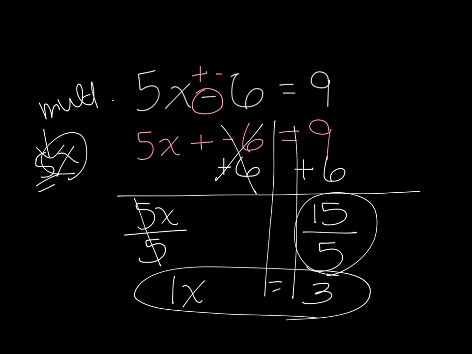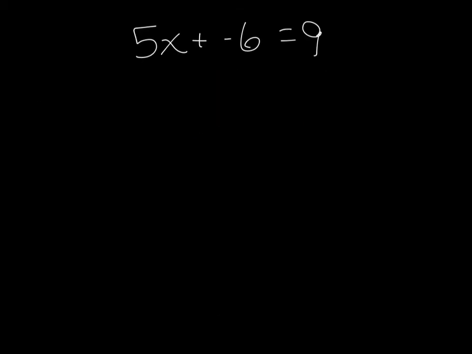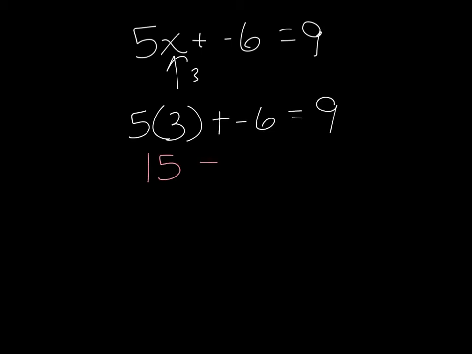Let's check it. Check, check, check. So we said x equals 3, right? So let's check it. 5 times 3 plus a -6 equals 9. 5 times 3 is 15 plus -6 does equal 9. You gotta check to make sure it does in fact equal it. And it does! So we're good to go. We're gravy. Now, let me show you the first way I did with the scale, just so we can go back to it. Hold on real quick.